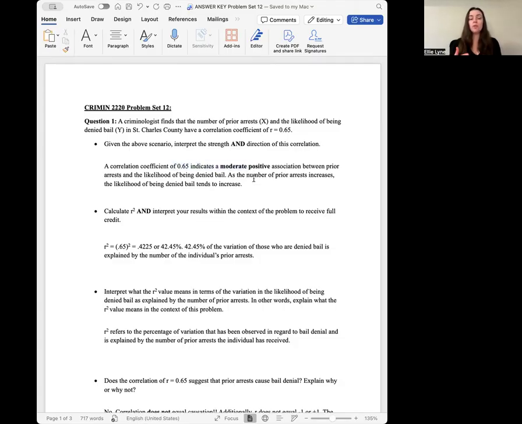And so if we were to use this and interpret this within the context of our scenario here, we could say our correlation coefficient of 0.65 indicates a moderate positive association between prior arrests and likelihood of being denied bail. So, as the number of prior arrests increases, the likelihood of being denied bail tends to increase. And this would make sense in actuality, right? Because if a judge was trying to assess flight risk, if you had been arrested prior times as well, that might be something that they take into consideration when they are determining whether or not to have bail be an option at the time of pretrial.